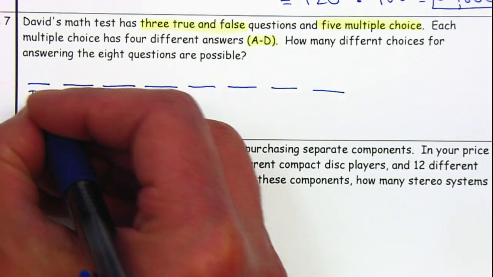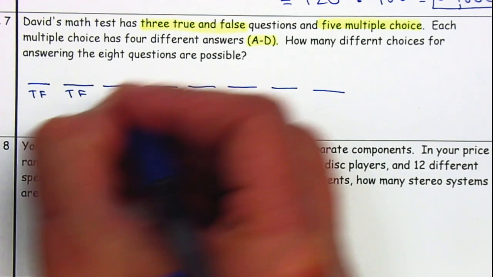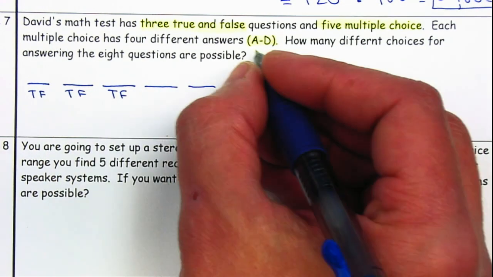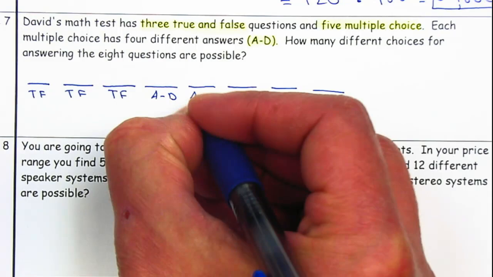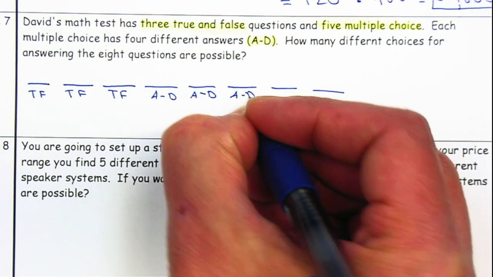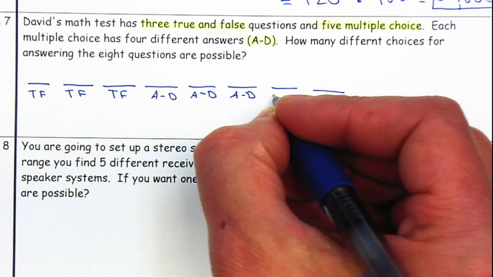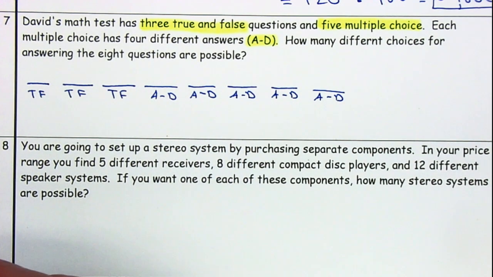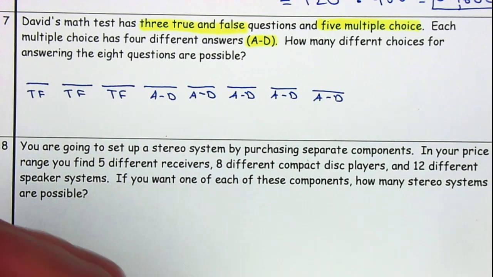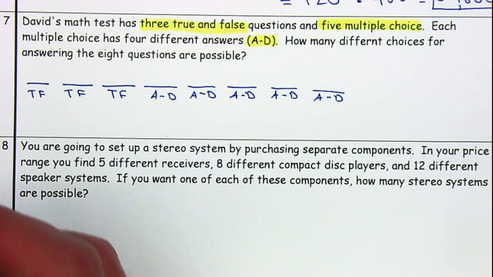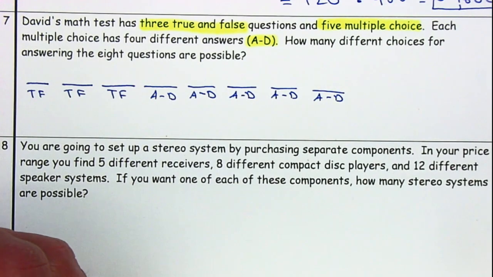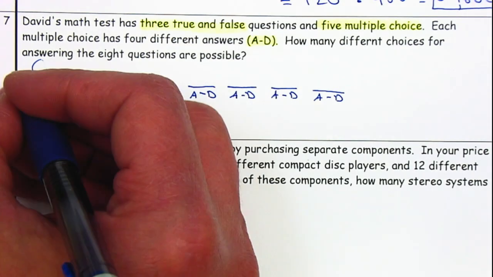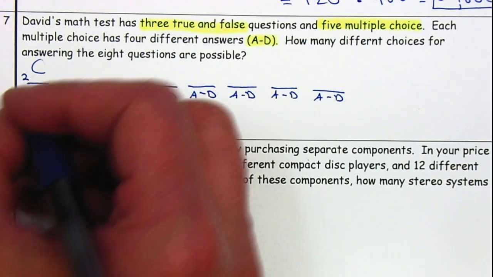The first one is true and false. The second one is true and false. And the third one is true and false. For the next questions, we have 4 choices, A through D, A through D. Now, we are selecting answers for each one, and we're going to do it with the combination, same as the previous problems. How many answers are available for the first question? 2 of them. How many are we going to bubble in? 1.